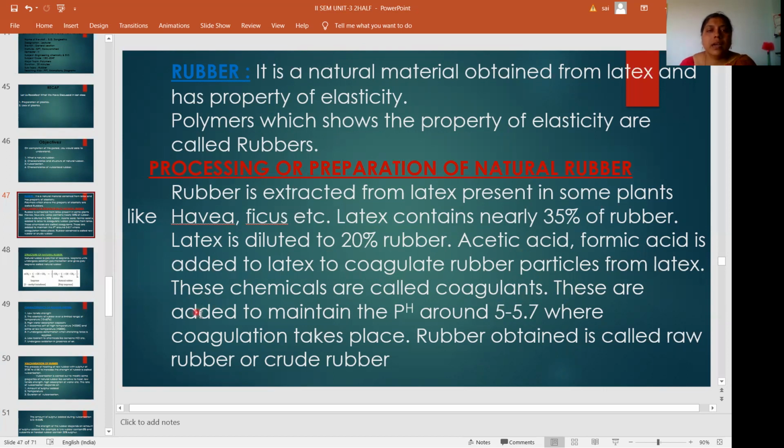These are added to maintain the pH around 5 to 5.7, where coagulation takes place. That means only around this pH does coagulation take place. The rubber obtained is called raw rubber or crude rubber. Whatever rubber you get by this process is called crude rubber or raw rubber.